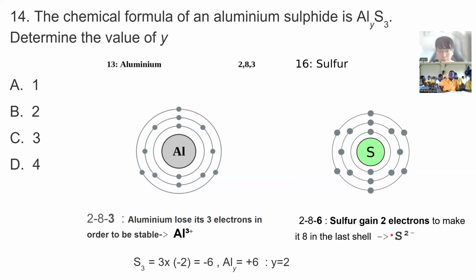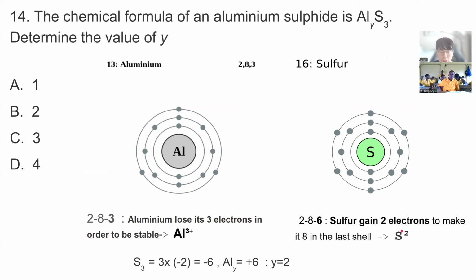So it ends up as S2-. That is the major way we can figure out the ion charge of an atom. But how can we solve this problem? What is Y in Al_Y S_3? Because the sulfur ion is given to be 2 minus, it has a -2 charge.